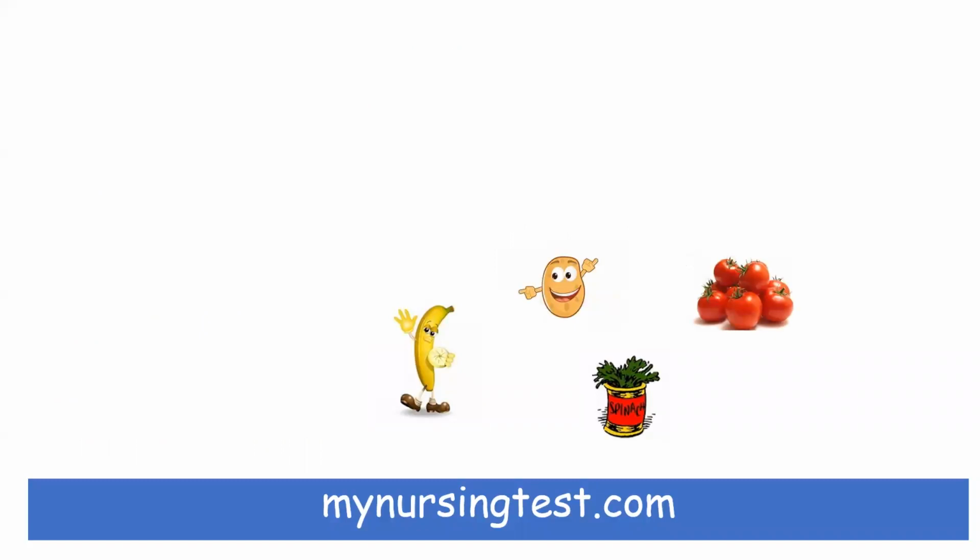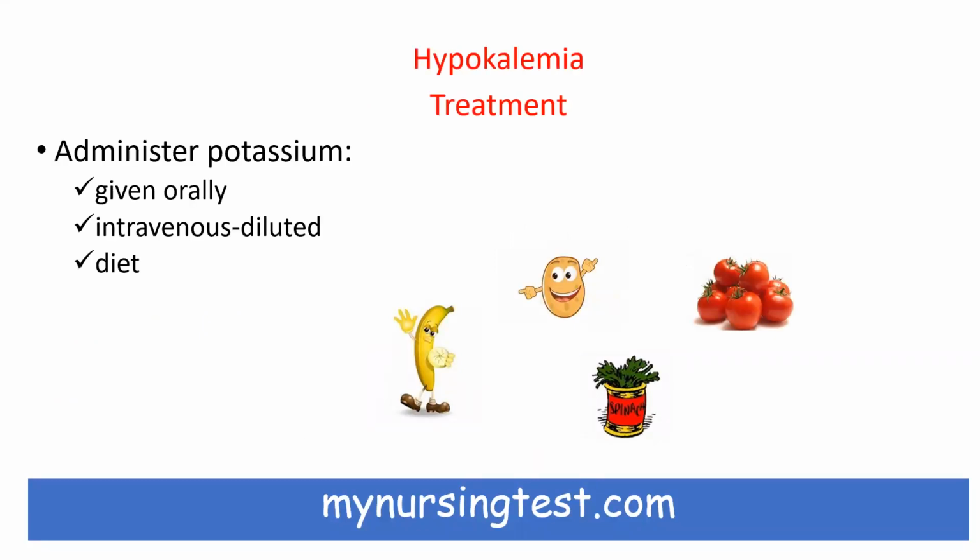So how do we treat hypokalemia? Well, we're going to administer potassium. We can give it orally. When we give potassium orally, we give it with food. We can give it intravenously, but it's going to be diluted in fluid, and we're going to administer it slowly. And we can also teach the client to increase potassium in their diet with foods that are high in potassium, such as the foods that are on the screen.